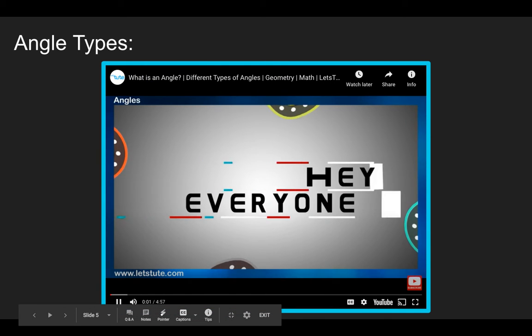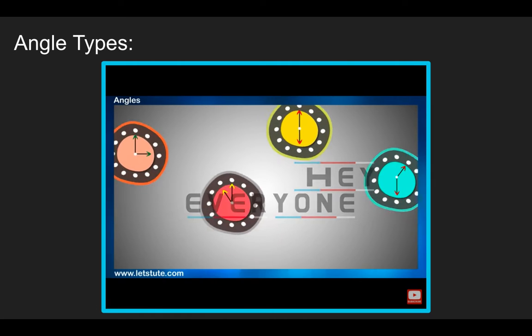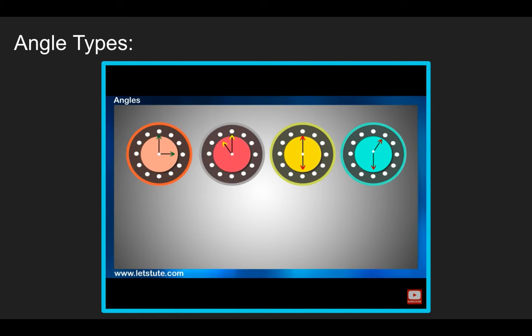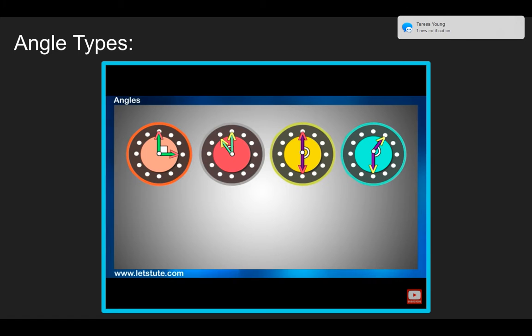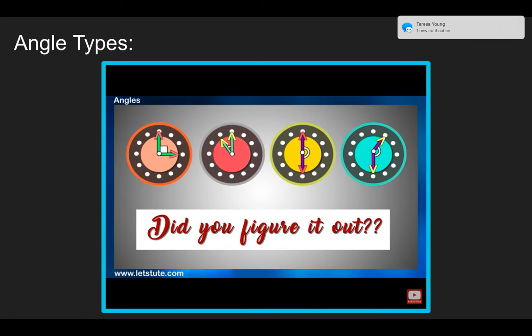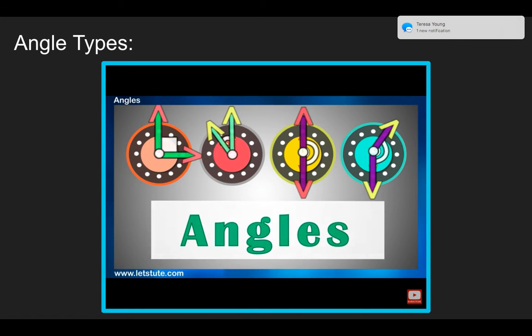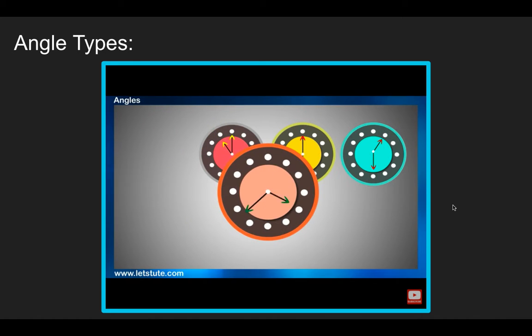Hey everyone! What can you observe from these clocks other than the time they show? One of the most important shapes in geometry. Many concepts in geometry are based on this, so did you figure it out? Here we are talking about angles. Every time the hand of the clock moves, it forms a different angle, right? An angle is basically a combination of 2 rays with a common endpoint called a vertex.